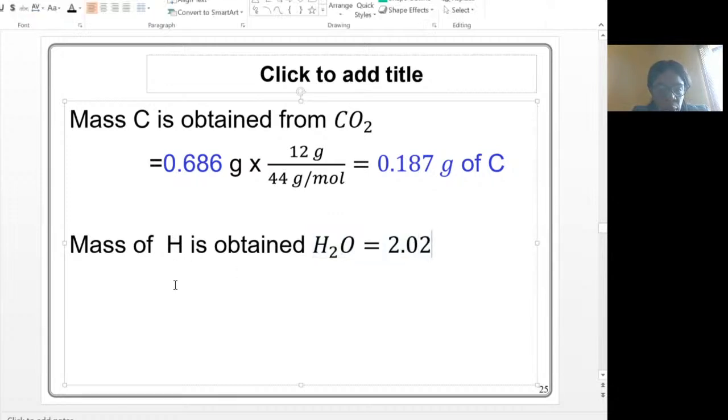2.02. Here you refer to the class we had in the morning. The atomic mass of hydrogen is 1.01, and since there are 2 of them, you multiply that by 2, and you get 2.02 grams. So that's where this 2.02 is coming from.